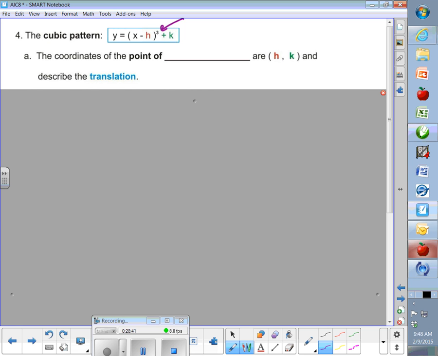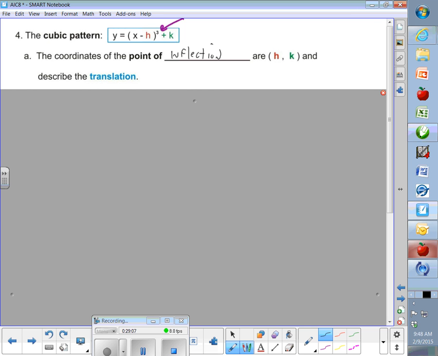These have a different shape. These don't have a vertex. They have what's called a point of inflection. I'll show you what it is in a minute. But the coordinates of the point of inflection are h, k. Cool. And the h, k, just like always, tells you the translation.